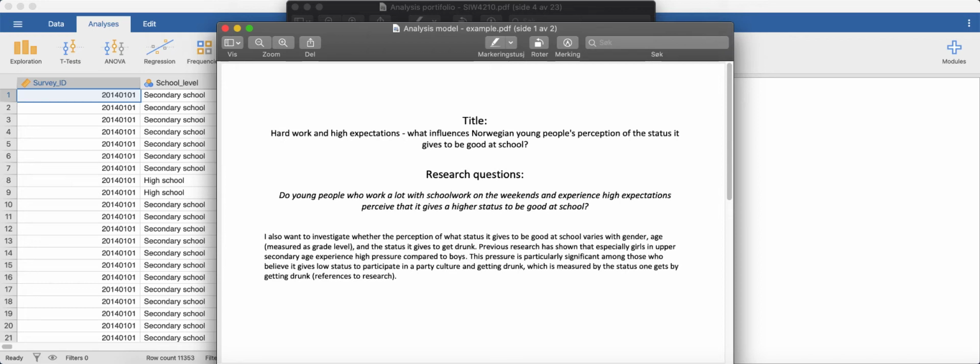But anyway, it's a nice title, or a totally acceptable title for this type of work. And the research question is: do young people who work a lot with schoolwork on the weekends and experience high expectations perceive that it gives higher status to be good at school?